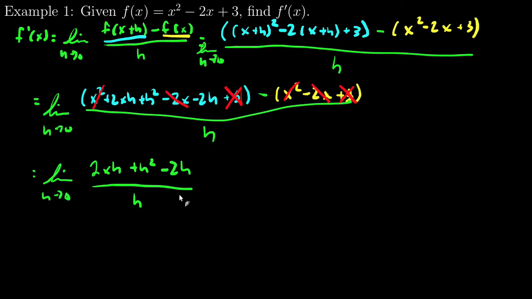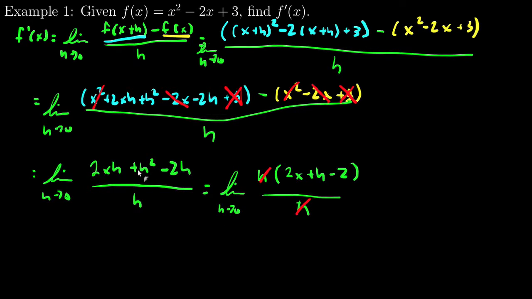And I can look at this one of two ways. Either I can consider factoring out an h in the numerator, so I have the limit as h approaches 0 of h times whatever's left over, 2x plus h minus 2, and those cancel. Or I can just say, okay, everything has an h in it, so I can divide out an h from everything, and either way I do it, I'll get to the limit as h approaches 0 of 2x plus h minus 2. H is approaching 0, so this will just equal 2x minus 2.